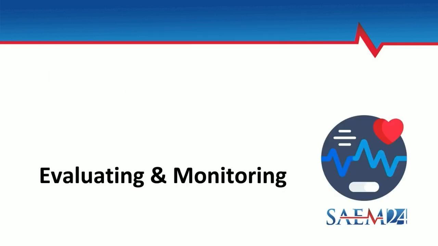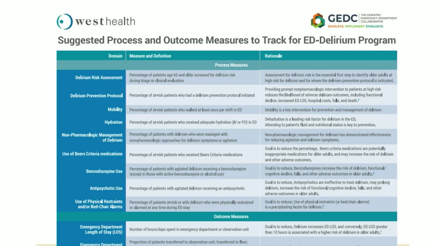Finally, once you put this program in place, you need to evaluate how you're doing, you need to give feedback to your teams, and oftentimes feedback to national organizations if you're doing this for accreditation purposes. We should all be doing it because it's the right thing to do for our patients, but gold stars and nice stickers and signs are good too. So JEDC put together a list of potential process measures and outcomes that you could track. There's a whole bunch of them.